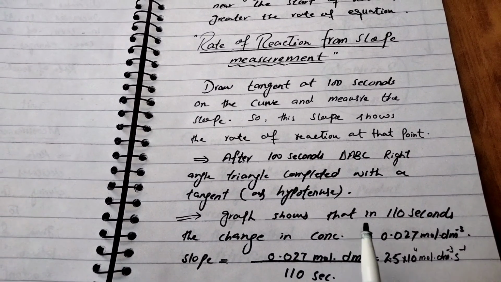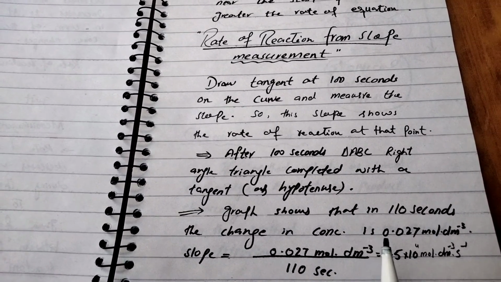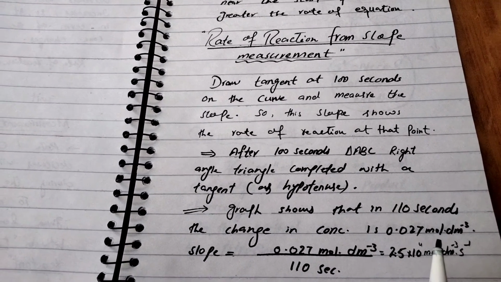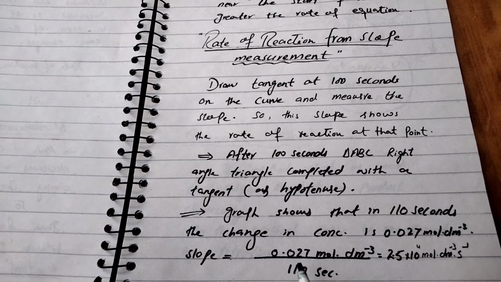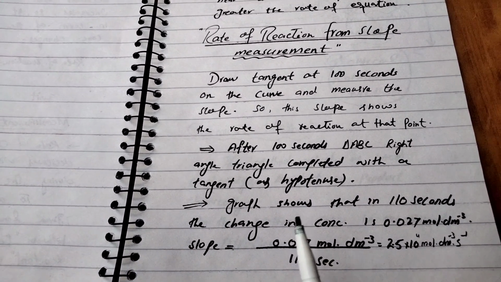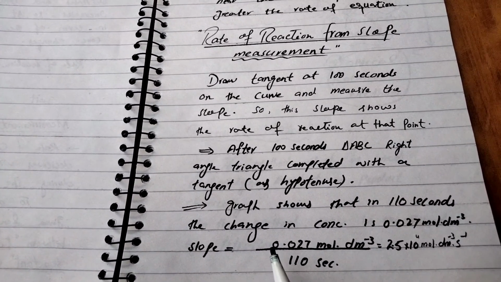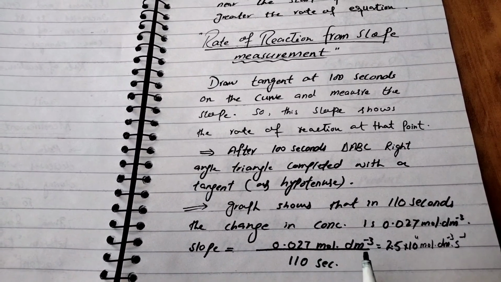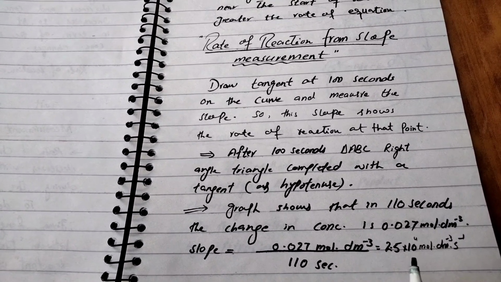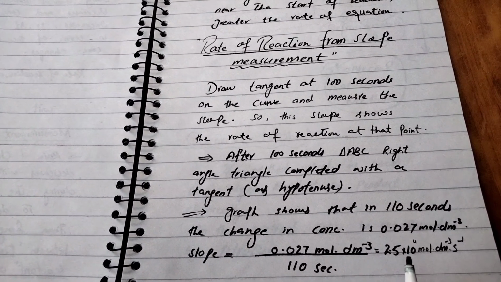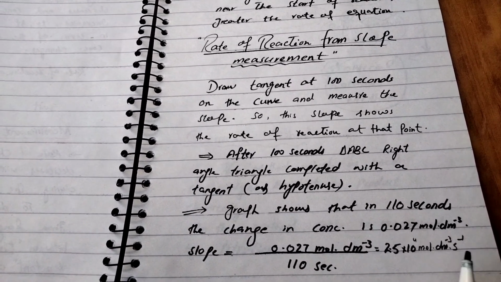The graph shows that in 110 seconds the change in concentration is 0.027 moles per decimeter cube. Slope is equal to concentration change, 0.027 moles per decimeter cube, over time, which will be 110 seconds, and the answer will be 2.5 into 10 raised to power 4 moles per decimeter cube per second.